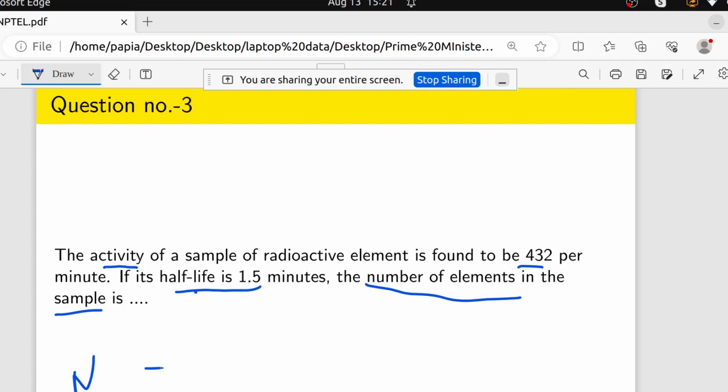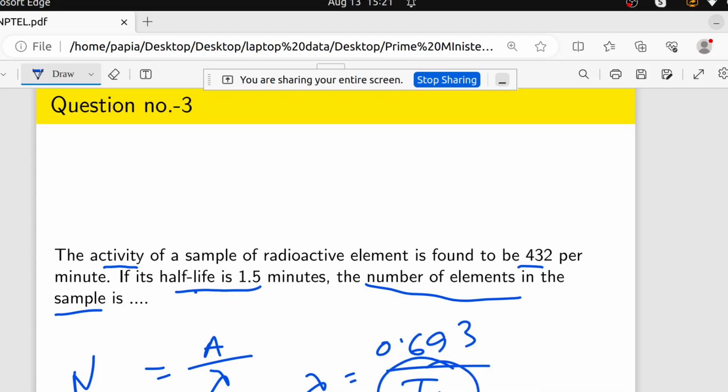So how will you calculate the N value? Just by putting A by lambda. A is already given, and lambda, how can I find? 0.693 divided by t half, and t half is given. So if t half is there, then you can find lambda from there. And also A is given, so if I just put lambda and A, then you can find the N value, right? So I think all of you can do it. It's a very simple thing.